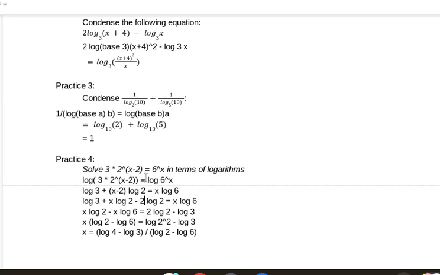And then you use the distribution rule. x log 2, 2 log 2, 2 log 3, x log 6. So it becomes this. And then you do a reorganization of the entire equation. And then you factor it out. And then what you get is that you separate x, and this is your final result. Log 4 minus log 3 divided by log 2 minus log 6.